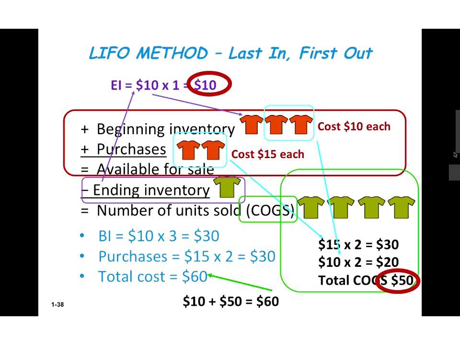The key with companies is they choose one method and they stick with it. It's consistent application, and it doesn't allow for manipulation of earnings. If we allowed companies to say, oh, those were $10, these were $15, they can manipulate earnings, and basically your income statement and your balance sheet would mean nothing. So they have to choose a method and stay with it. And if they change methods, then they disclose that.